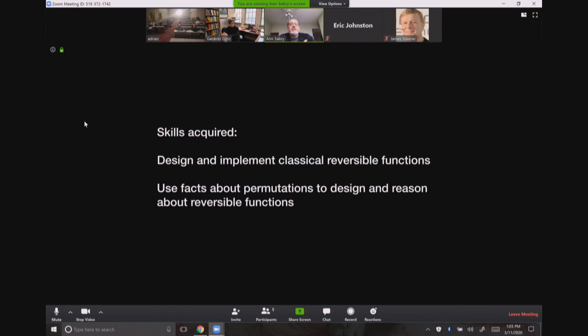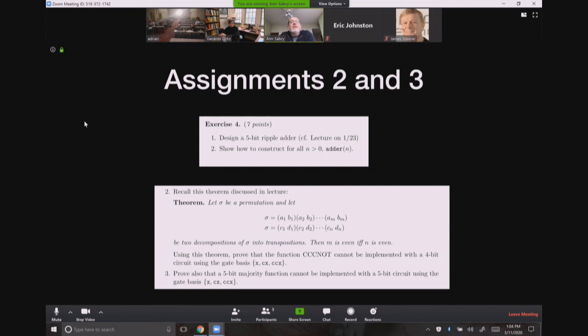And they had like two or three problems here. I'm going to show you, for example, exercises from assignments that they followed. So they can design, for example, a 5-bit ripple adder. They can use facts about permutations to show that certain functions cannot be written or can be written, and how to write them. And so they can design and implement reversible circuits. They can use permutations to reason about them.